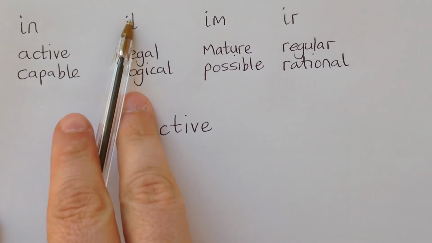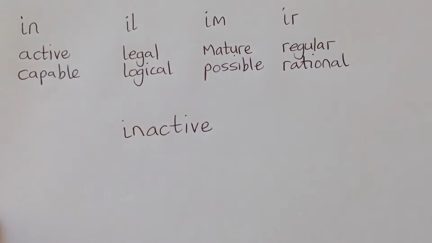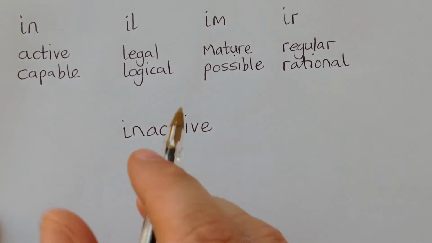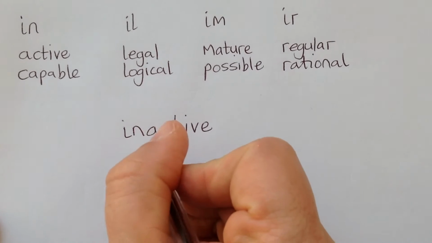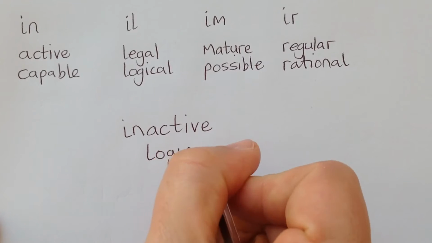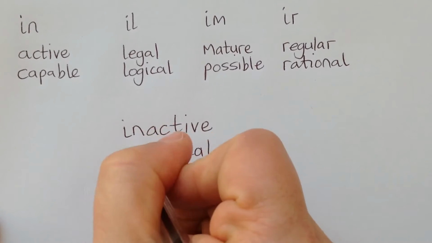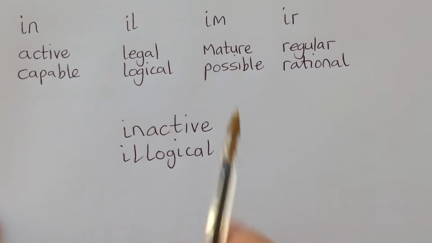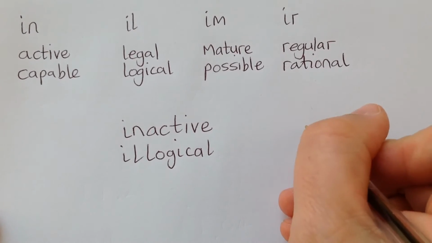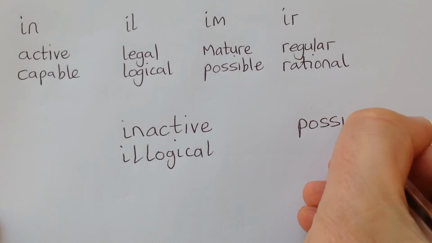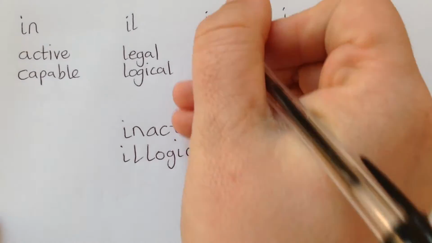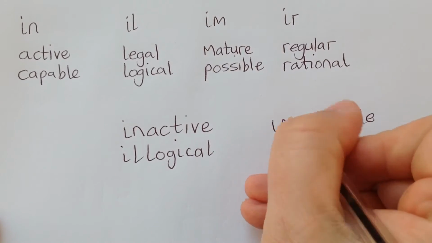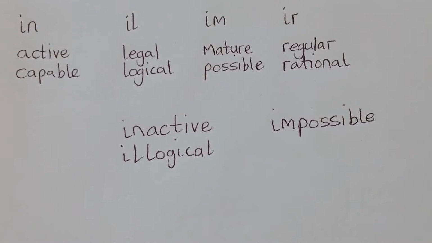Let's have a look at one from this column. Logical means you really think things through in a very methodical, step-by-step way. If you are illogical, so I have the word logical, which is my root word, and I add the prefix il, so I get illogical, it means you don't think things through, you kind of maybe rush into things. Let's look at one from this column. If I say something is possible, it means I can do it. But if I add the prefix im in front of it, I get impossible, which means I can't do it.